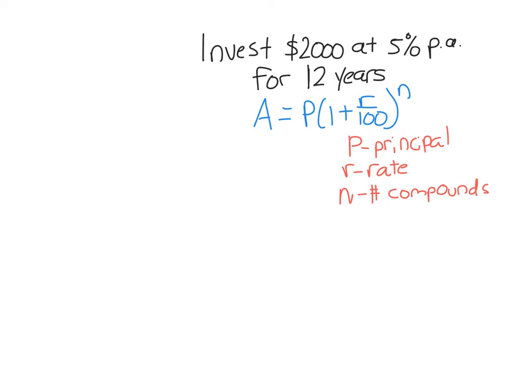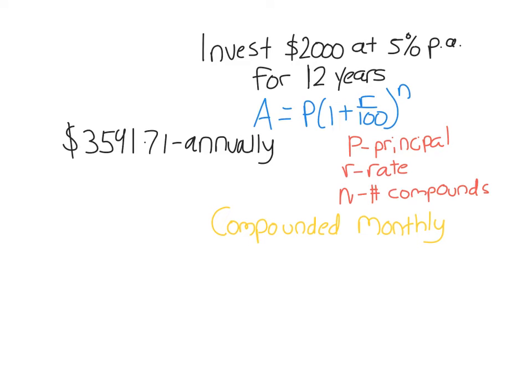So we return to our example on the previous slide. If I invest $2,000 at 5% per annum for 12 years, and in blue is the formula we had on the previous slide. So we figured out that the answer was $3,591.71. That's to 2 decimal places. That's when we were calculating the interest at the end of each year. So we got to the end of year 1, recalculate the interest. End of year 2, recalculate the interest. But let's look at what happens when we don't do it annually.